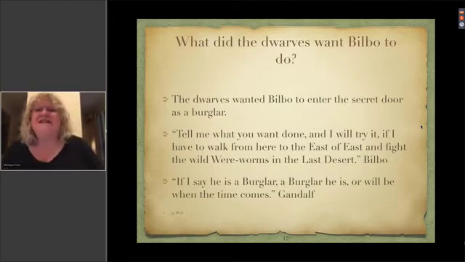Wild werewolves in the last desert. Well, this is a story from his father, Bungo Baggins, I believe, who seemed to know a lot about dragons and werewolves for a person who was staid and a homebody. Werewolves would be dragons.